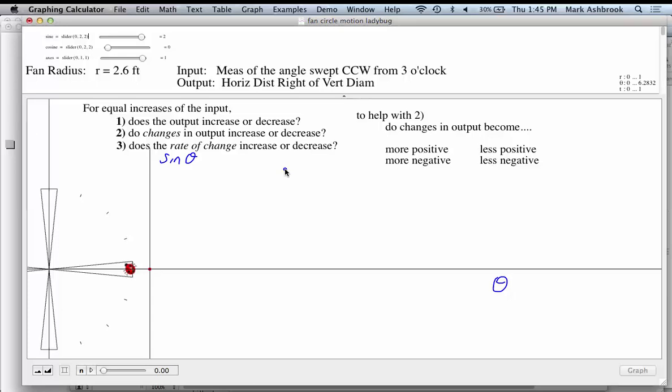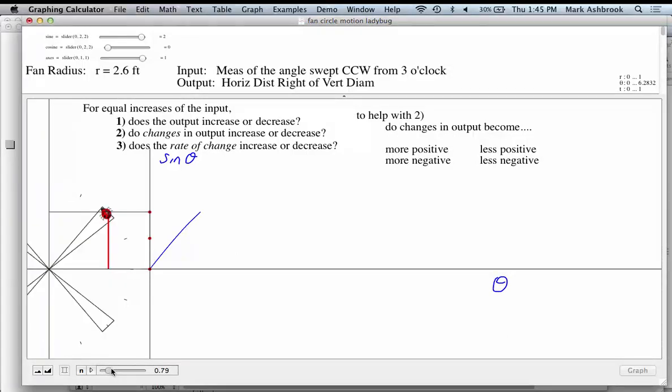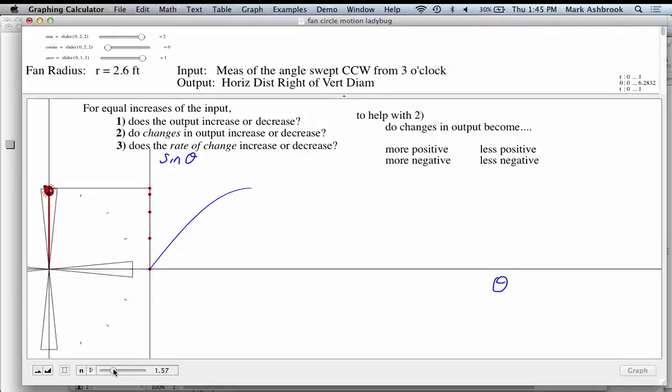as we change theta from 0 to pi over 2, what will the sine do? It will change from what to what, Brooke? So, 0 to 1, because it starts at the horizontal diameter, and then its vertical distance above the horizontal diameter goes up to 1. And we talked last time about why that's concave down, right? The changes are getting less positive, so it's a decreasing rate, if that sine is increasing from 0 to 1.